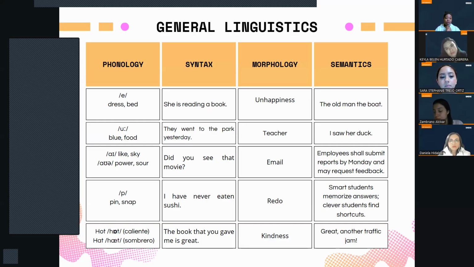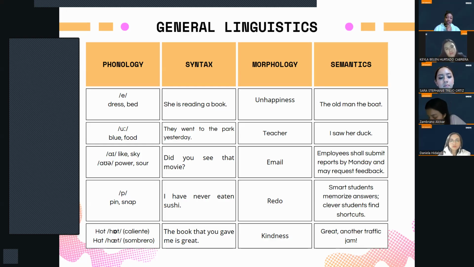I am going to talk about phonology. Phonology studies phonemes, minimal units of articulation that contain consonant or vowel sounds and describe the sounds produced in a language. Vowel phonemes are highly varied and include both pure vowels and diphthongs. They are grouped into short vowels, long vowels, diphthongs, and triphthongs. Long vowels, for example, dress; short vowels, for example, blue; diphthongs, for example, like; and triphthongs, for example, power.